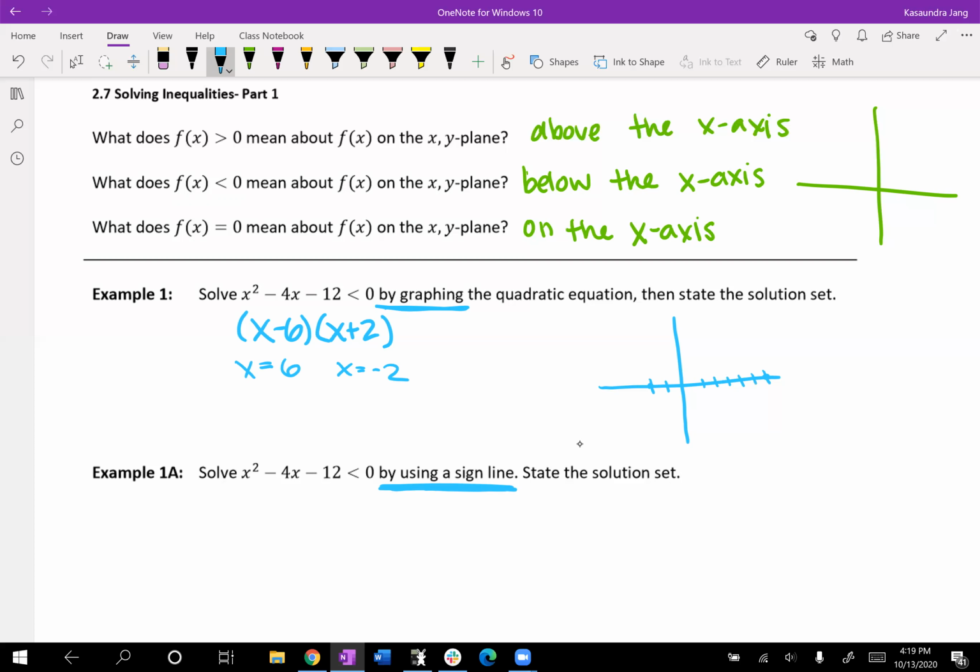All right, and I also see that I have a positive x squared, so I should be facing up. So it's going to be looking something like this. It's not a perfect graph, but I did get my perfect x-intercepts at -2 and 6.